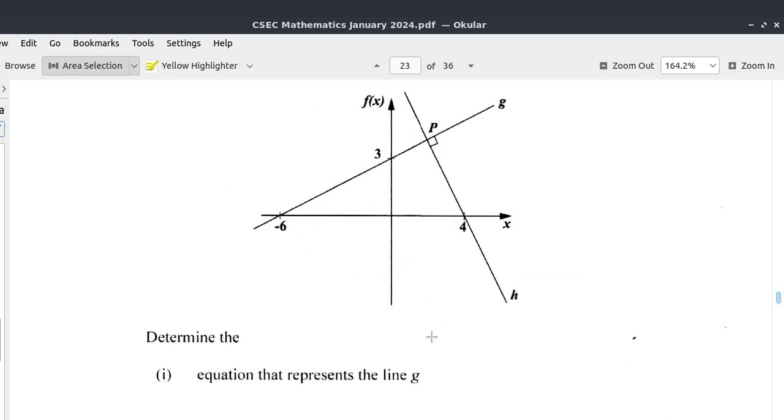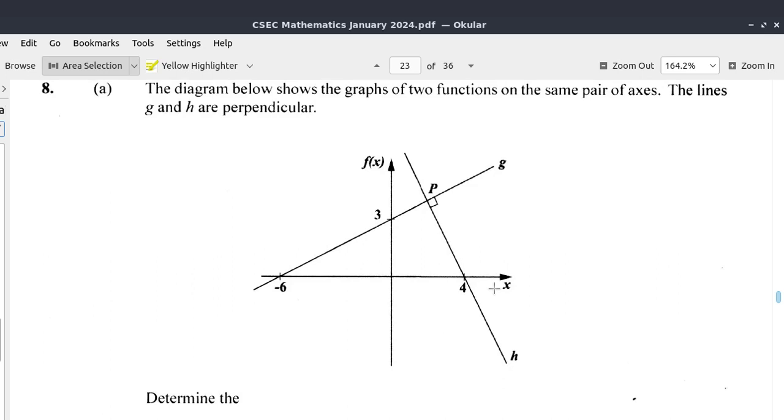Determine the equation representing the line G. Right, before you do anything, remember, pause the video, make an attempt to work out the question, even to work out part of the question, like part A, and then you watch that part. Well, it would be good if you attempt to work out the entire question. Make a genuine attempt at it before watching the video.